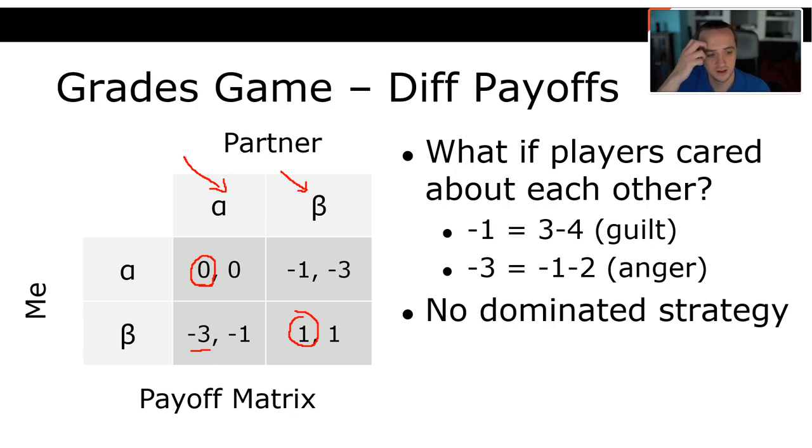Someone else said, avoid the worst outcome. That's another interesting strategy, right? So here we can see that negative 3 is our worst outcome. If we want to avoid the worst outcome, because if we choose beta, we either get 1, which is the best outcome, or we get negative 3, which is the worst outcome. Maybe you're a little bit more risk averse, right? And you don't want to get the worst thing. And so you choose alpha because you get either 0 or negative 1. So it's a lower variance, right?